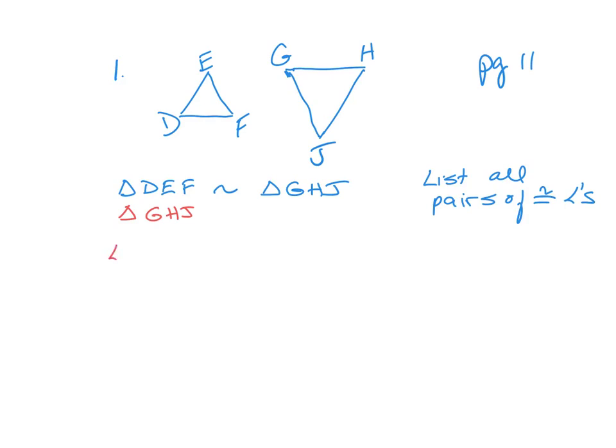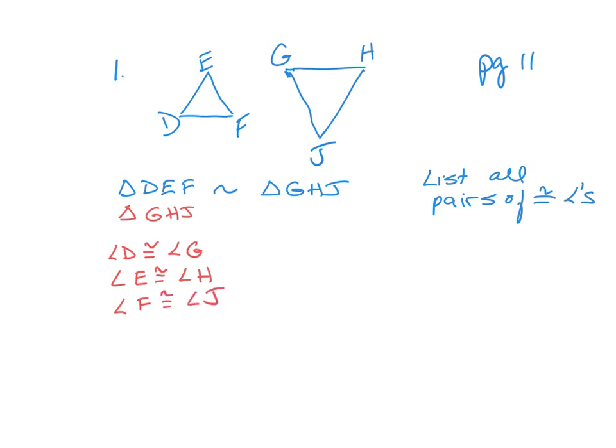So we have angle D is congruent to angle G. Everybody see why I'm doing that? Because they're right above each other. Angle E is congruent to angle H. And angle F is congruent to angle J.